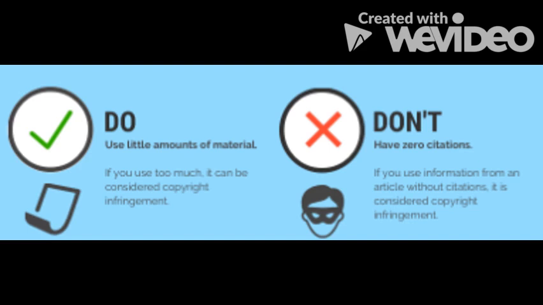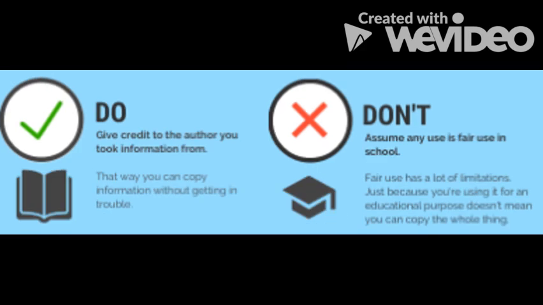Let's look at some do's and don'ts. Do. Use a little amount of material. If you use too much, it can be considered copyright infringement. Don't. Have zero citations. If you use information from an article without citation, it is considered copyright infringement. Do. Give credit to the author you took information from. That way you can copy information without getting in trouble.